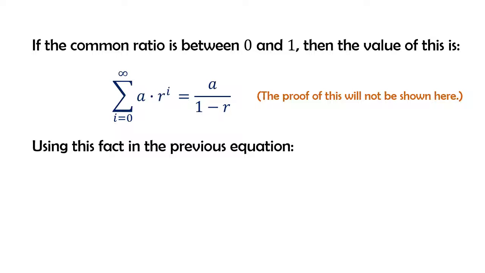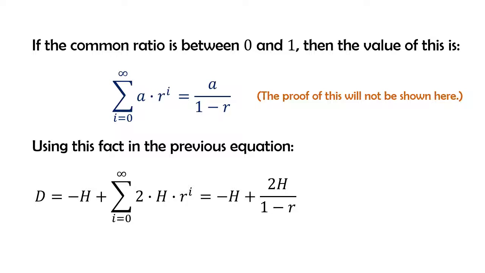So using this fact in the previous expression for our total distance, we can say that the total distance is our negative h plus the summation from i equals 0 to infinity of 2h times r to the i power. And substituting into our geometric series expression, we simply say negative h plus 2h, that would be our constant, the thing that does not change, divided by 1 minus r. So it's a really simple expression for something that's bouncing up and down an infinite number of times.